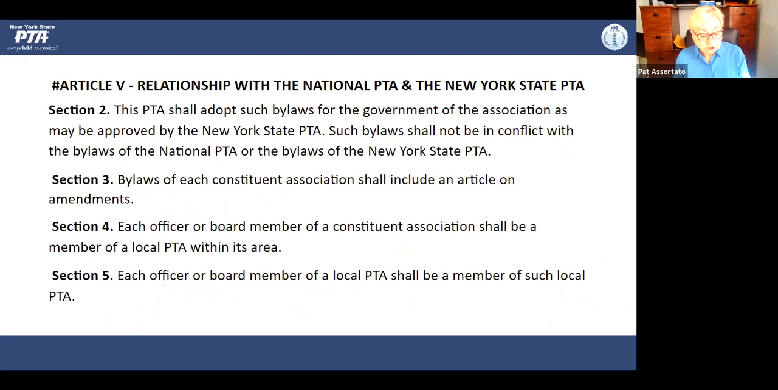Article 5, Sections 2 and 3 prescribe the terms of the adoption of the unit bylaws. Sections 4 and 5 prescribe the requirements of membership for officers and board members. To serve as an officer or board member, an individual must be a member of the PTA unit.